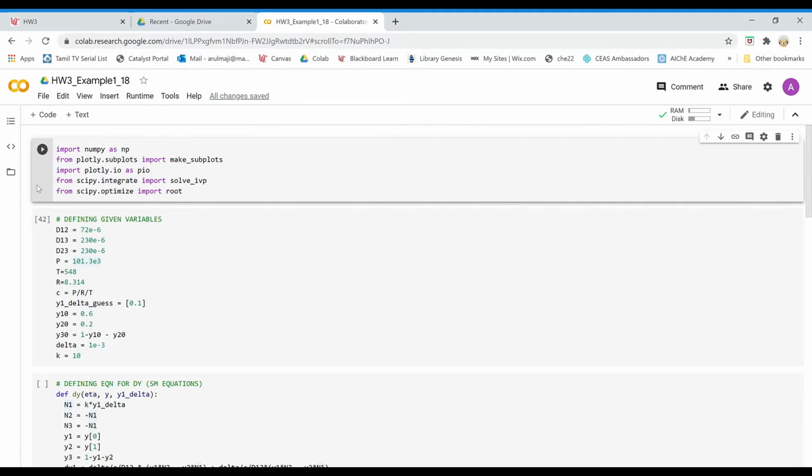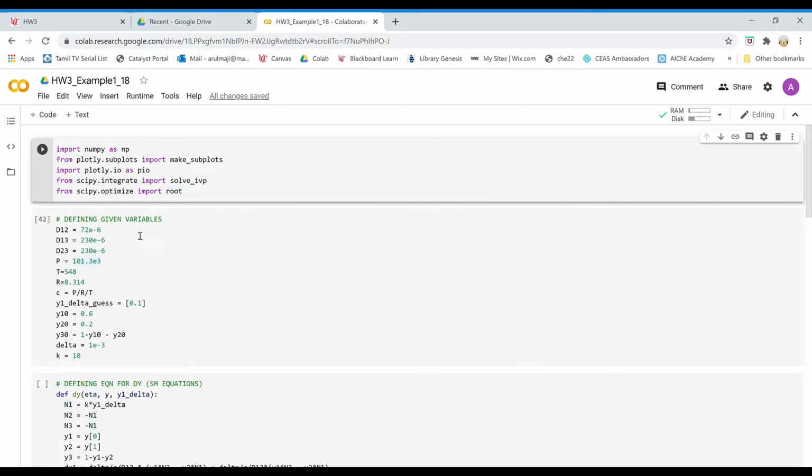Now moving on to the Python code for this example. The first step is to import the Python packages that we'll be needing. We first import numpy as np, then we have the packages for us to make our plots at the end, and then we have the functions that will allow us to solve an initial value problem here, and also solve for roots. This will come up as we walk through the code.